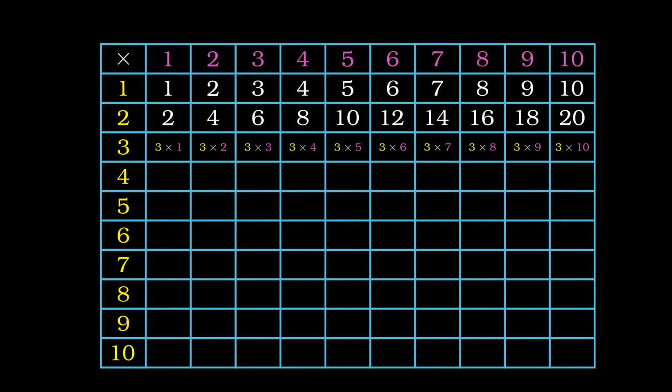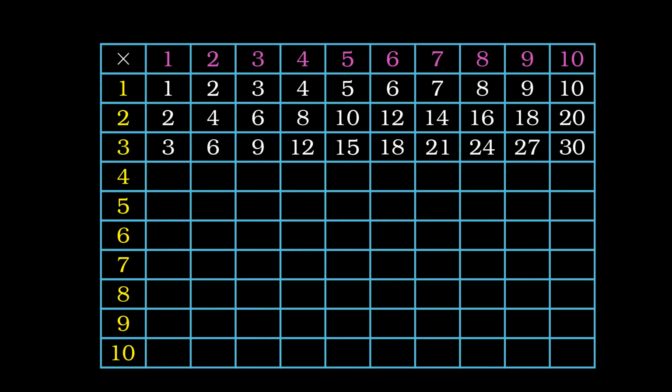Moving on to the next row, in order to find the 3 times table, we just need to count by 3. Only once for 3 times 1, twice for 3 times 2, and 3 times for 3 times 3. Therefore, we have 3, 6, 9, 12, 15, etc.